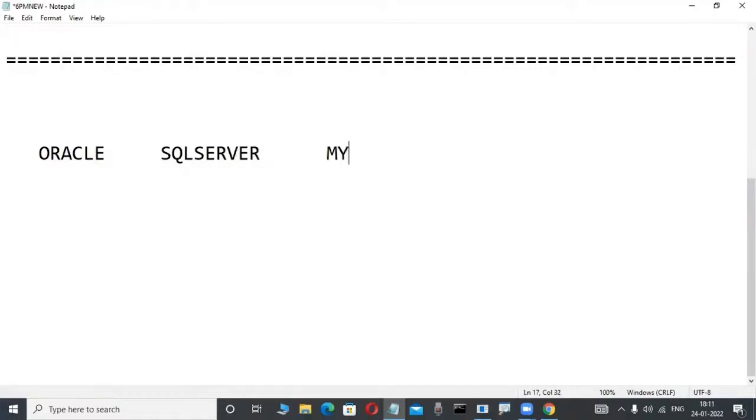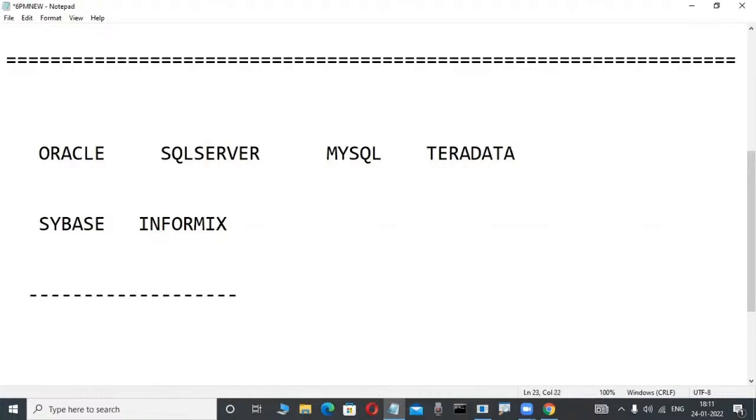MySQL is an open source product. That is also now from Oracle. Teradata is a product from NCR Corporation. Sybase is a product from Ingress Software. Like this, so many products are there. These products are all relational databases, or these products are all implemented based on the relational data model.